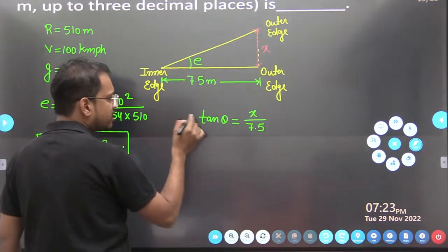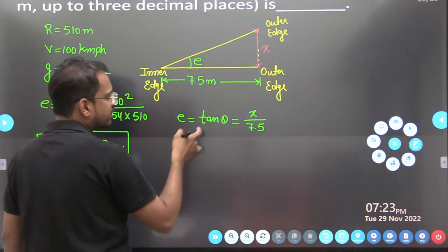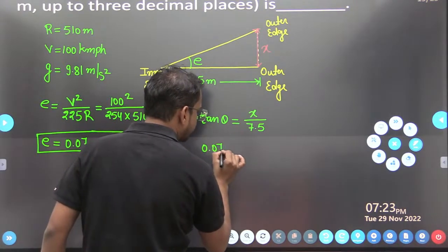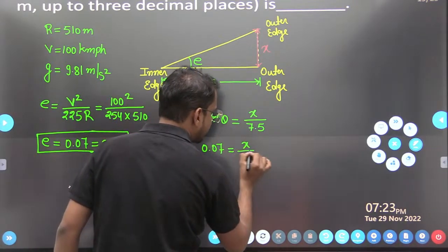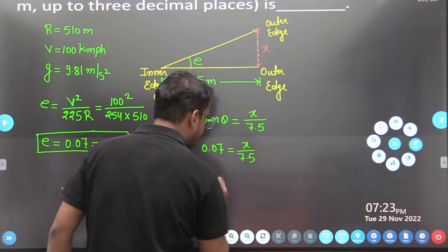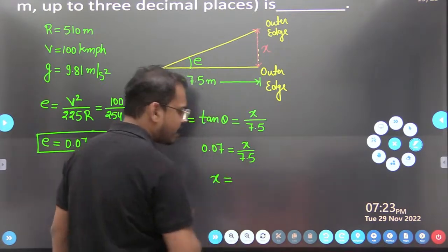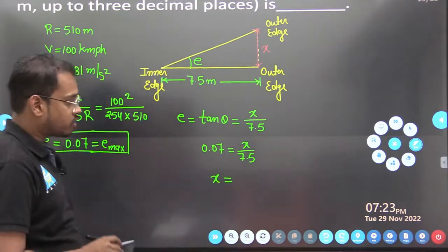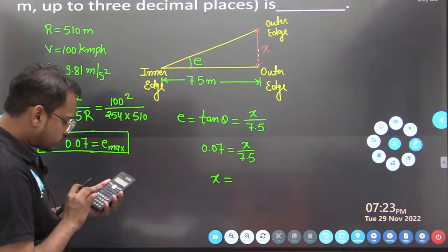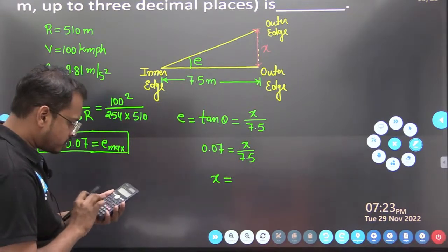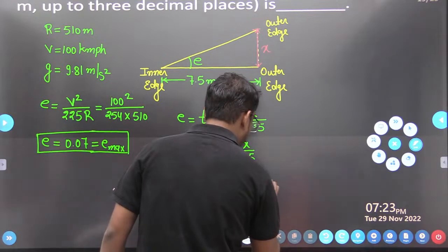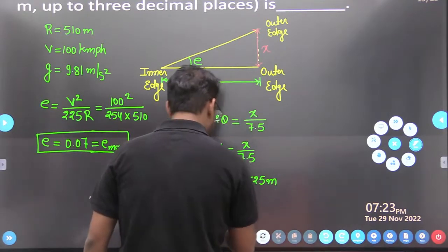We already know that E is equal to tan theta. What is the value of E? So the value of E, 0.07, is equal to X upon 7.5 meter. The main question is, what is the level difference between inner and outer edge? That means what is the value of X? It is the main question. So 7.5 multiplied by 0.07. So the value is equal to 0.525 meter. It is the value of X.